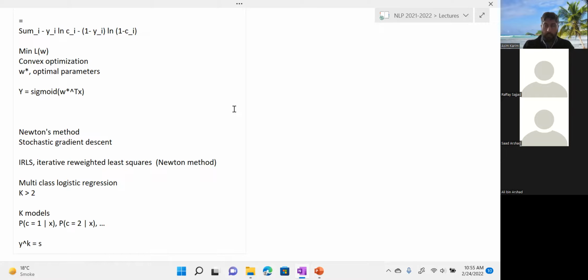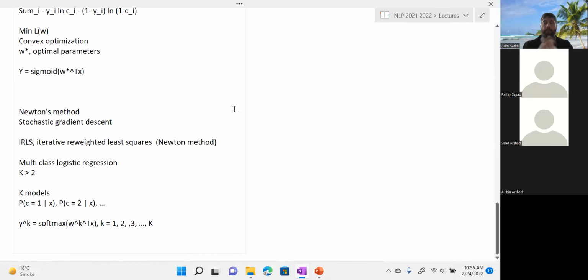is basically what is known as the softmax function. Softmax function of w, where I'm using the superscript to denote that this parameter is for the kth model, transpose x. Of course, for k equal to 1, 2, 3 up to K. So there will be K models and K sets of parameters w^k.